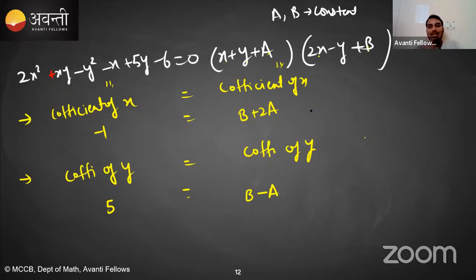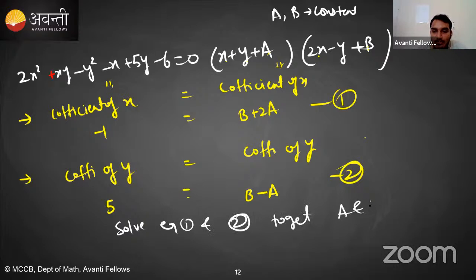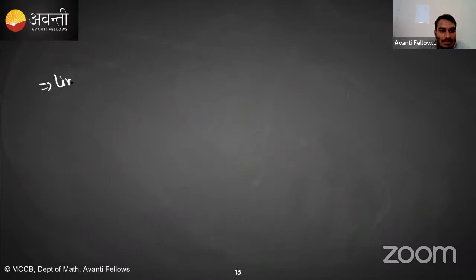Clear? Okay, so now this is called equation 1, equation 2. Two equations, two unknowns. Solve equations 1 and 2 to get a and b. Subtract them: equation 1 minus equation 2. What is this? -1 minus 5 is equal to 2a plus a. So from here, how much is a? A is -2. It implies b comes to 3.